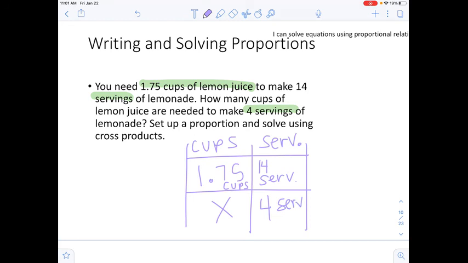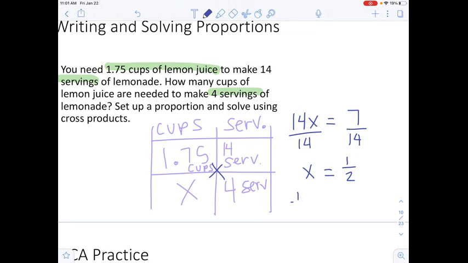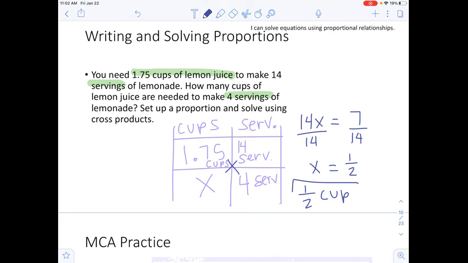We're going to set up a proportion and solve using cross products. So I'm going to multiply these numbers that are across from each other. X times 14 is 14x equals, and then I take 1.75 times 4. 1.75 times 4 is 7. Then I'm going to divide both sides by 14. And I get x equals 1/2. Make sure that I know what I'm labeling it. It's going to be 1/2 a cup. Okay, so for 4 servings, we need 1/2 a cup of lemon juice.